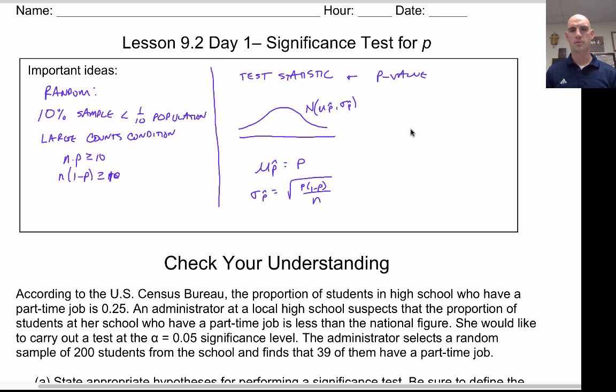And what we're going to test is we're going to say z is equal to what we got minus the claim proportion, over our standard deviation, the square root of p times 1 minus p over n. And this is going to give us our p-value. And the p-value is the probability that whatever statistic we got happened by chance.